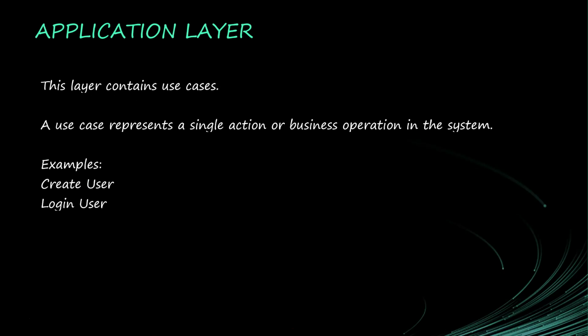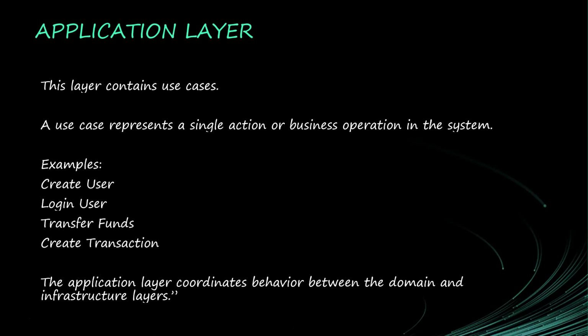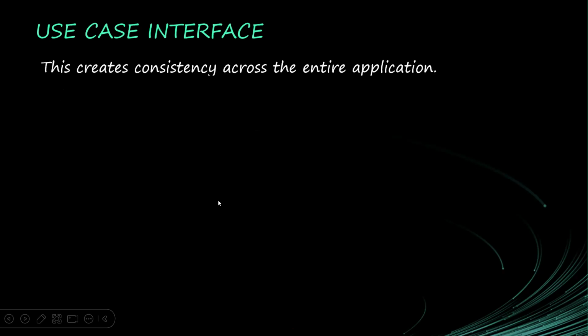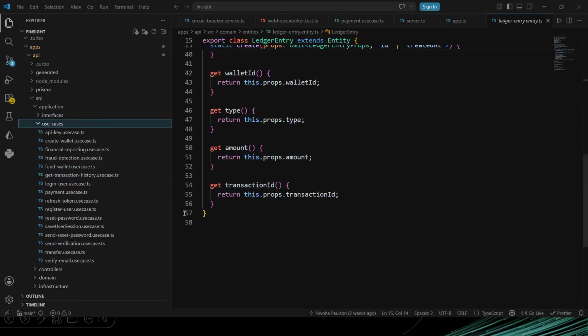So creating a user, logging in a user, transferring funds: the application layer coordinates behavior between the domain and infrastructure layers. The application layer is the connection between the two. Domain contains your entities, your business logic, your validation rules. Your infrastructure contains your tools and stuff like that. So the application layer coordinates between the domain and infrastructure layers. For the use case interface, I created a use case interface that every other use case would inherit.